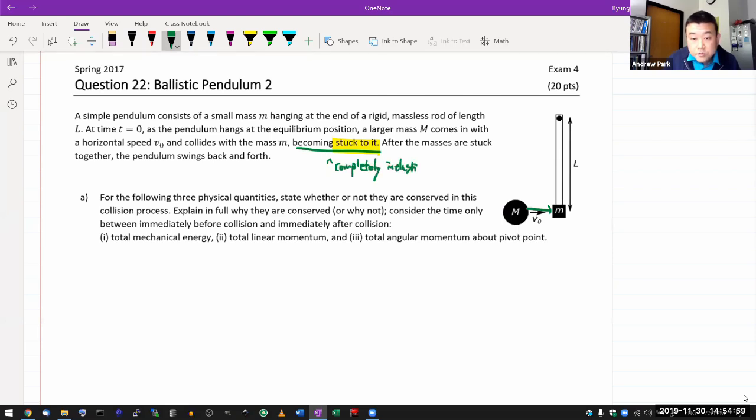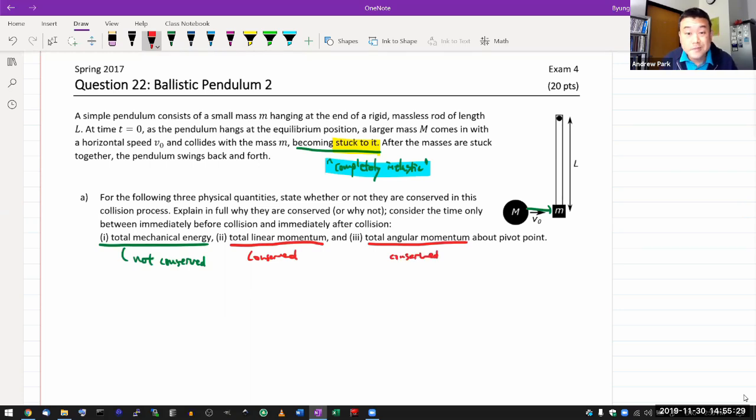So when you are answering part A, for total mechanical energy, you should say it's not conserved, because the collision that you are seeing, as it's described, is a completely inelastic collision. And when you look at the total linear momentum, this should be conserved. And total angular momentum is also conserved. Both of them are conserved for the same or similar reason. Total linear momentum is conserved because net external force is equal to 0.